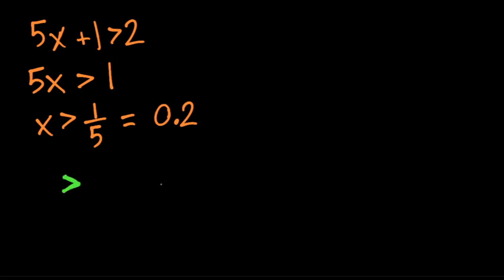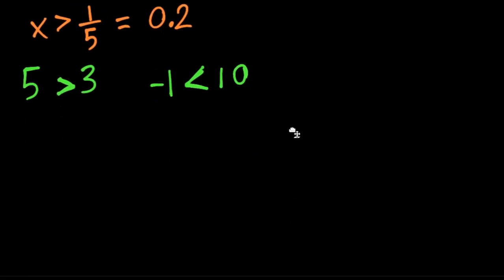Okay, now there are two main signs in inequalities, the greater than sign and the less than sign, which basically means that, for example, 5 is greater than 3. That's what it means. And in this case, minus 1 is less than 10. So just keep those in mind.